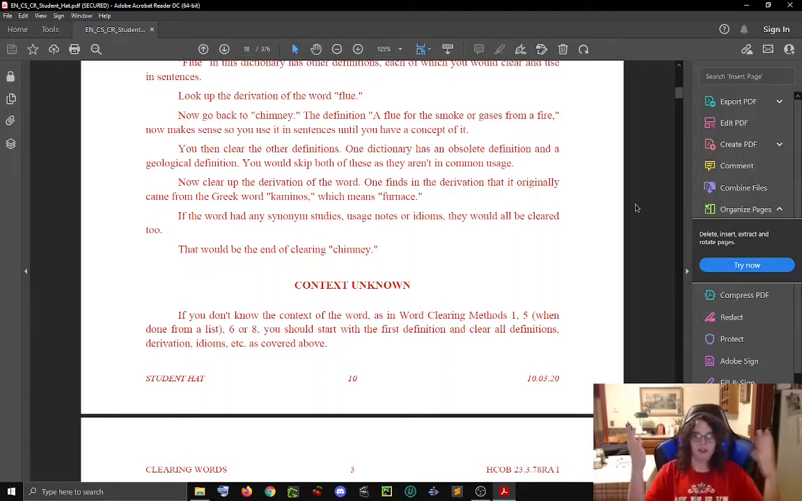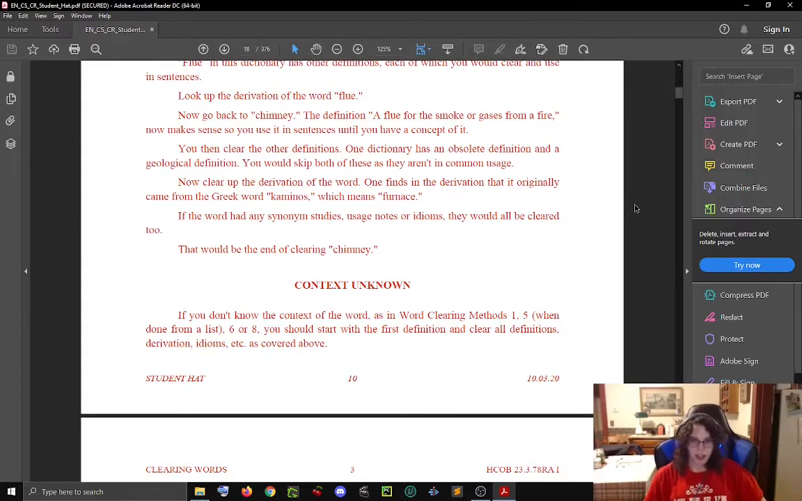I mean, I don't know if I'd consider that it should be efficient, but I don't think someone should need to spend that much time in a dictionary just to clear up one definition. I don't think you should have to clear up the other definitions of that word. It wastes too much time.